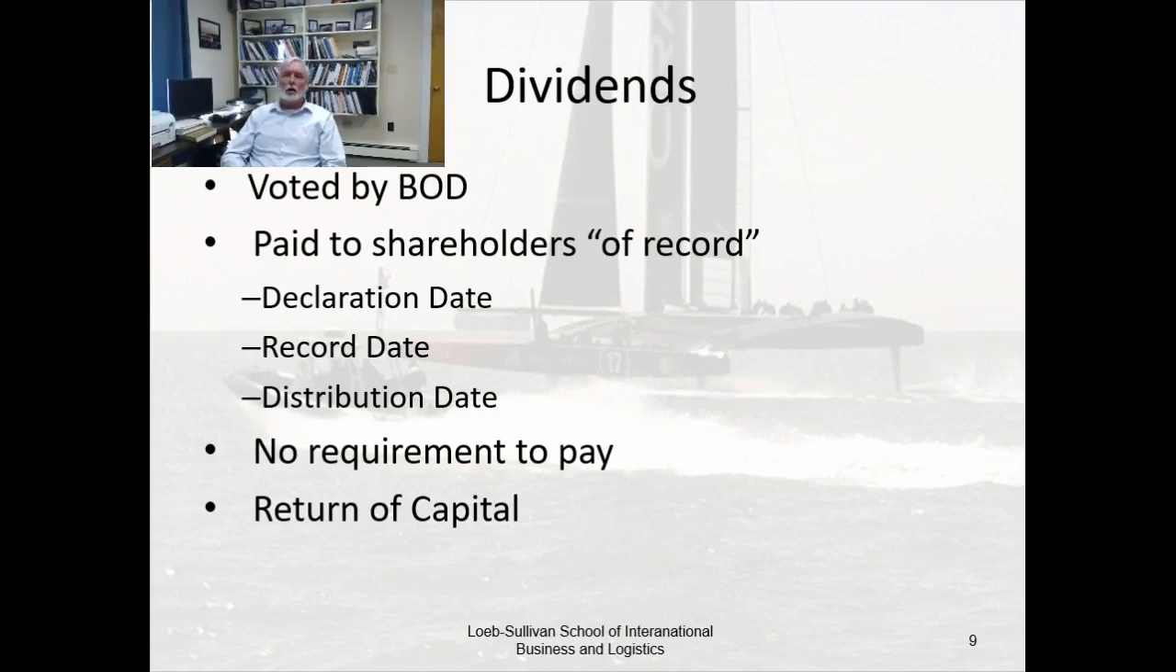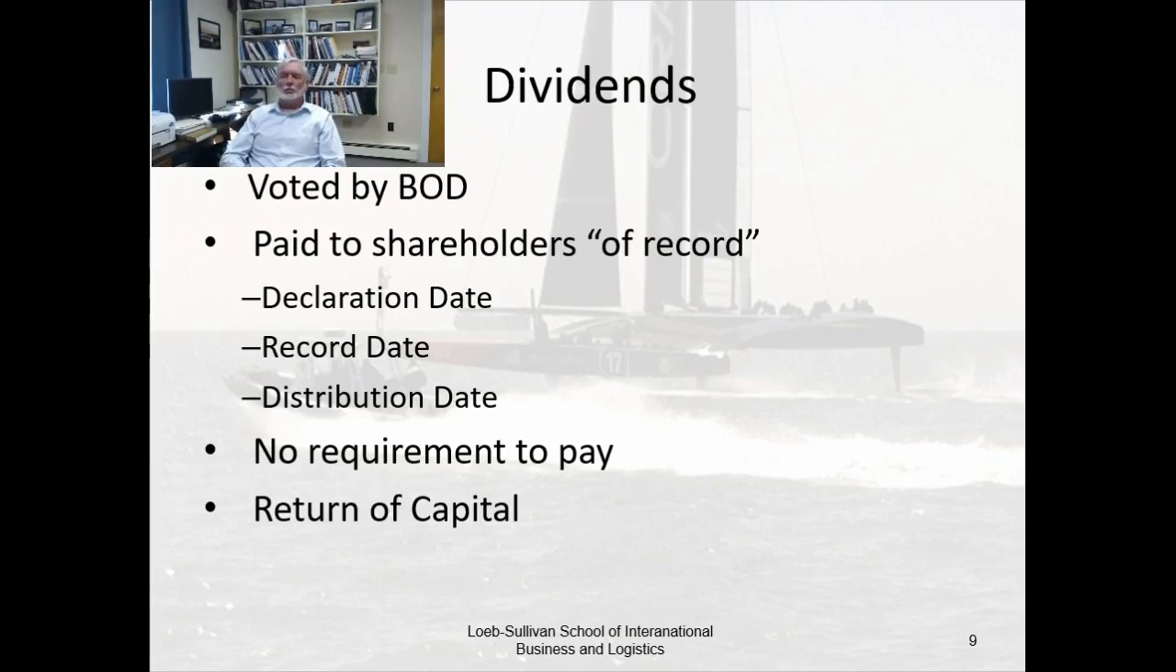When dividends are paid, they're paid to shareholders of record. And there are 3 dates whenever dividends are paid. There's a date that the board of directors declares the dividend. There's the record date, and the record date is the date that whoever holds the shares on that date gets the dividend. And then there's another date, the date that the dividend actually gets paid.